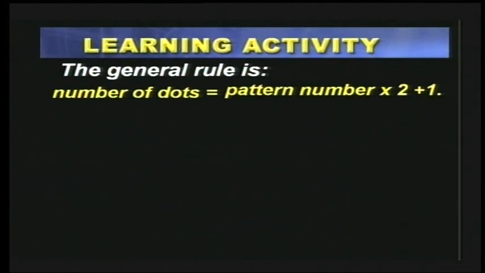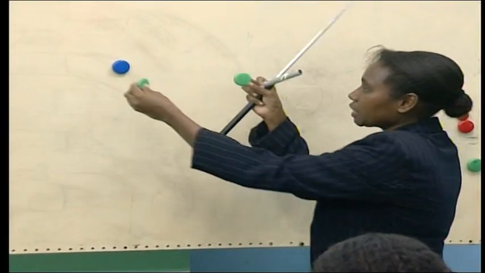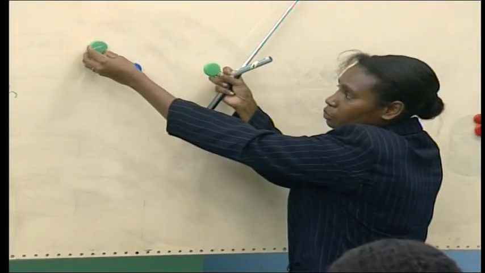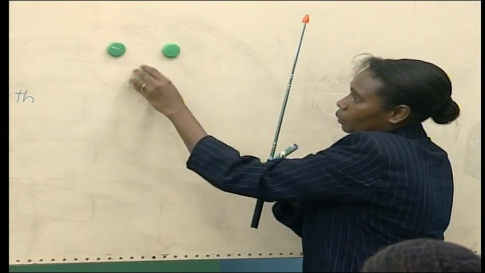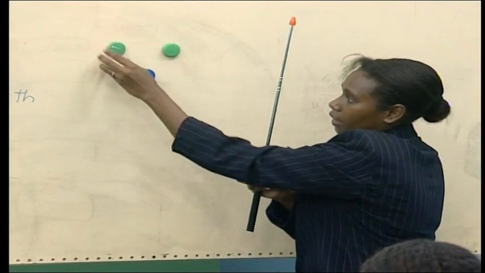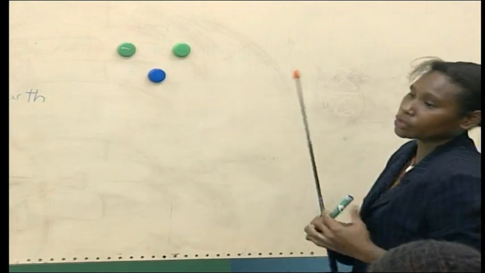Okay, I'll be using these 3 magnets here. We have blue as 1, and each time we are adding, who can still remember, each time we are adding 2. The 2 green magnets here represent the 2, or multiples of 2. So this is what we are referring to from that general rule.